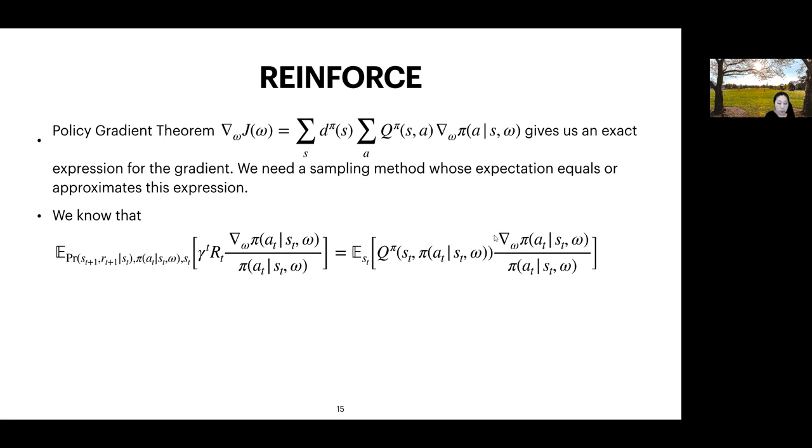So we know this fact, and you can take a closer look and check whether this is correct. So what is this expectation over? Ignore the subscript for a second and just look within the bracket. You have gamma^t, which is just a discounting factor, it doesn't matter. You have the accumulated reward, that's the return, sorry. And then you have this term, which is the gradient of pi with respect to omega, divided by pi of a_t conditional on s_t.